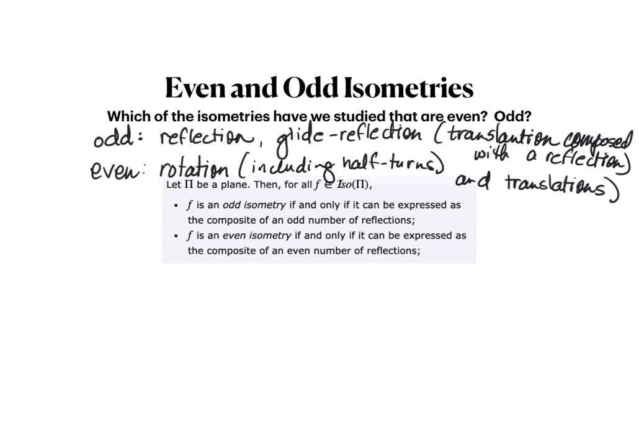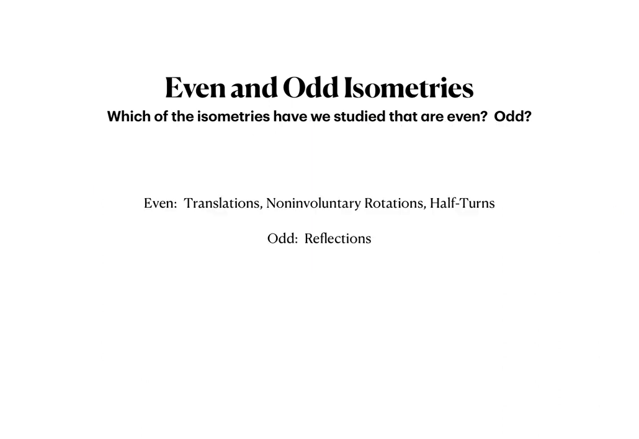So again, an odd isometry is one that can be expressed as the composite of an odd number of reflections. An even one can be expressed as an even number of reflections. And here is a list as well stating which isometries are even and which are odd. And I'm also going to add glide reflection here.